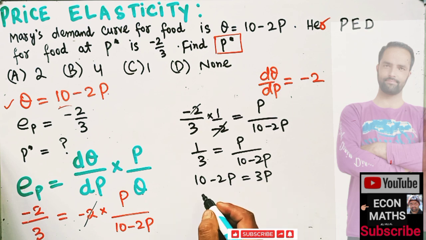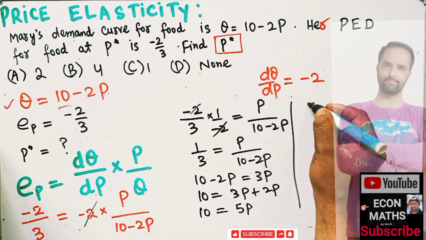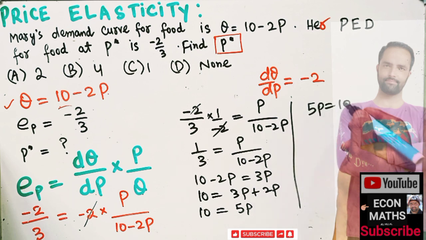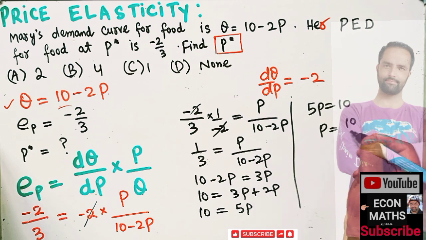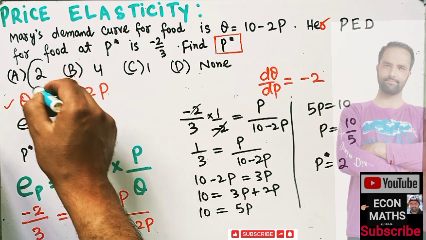So we have 10 is equal to 3P plus 2P, transposing this minus 2P, it becomes plus 2P here. So 10 is equal to 5P, which means 5P is equal to 10, which means our P will be equal to 10 upon 5, which gives us P is equal to 2. So our equilibrium price will be equal to 2.